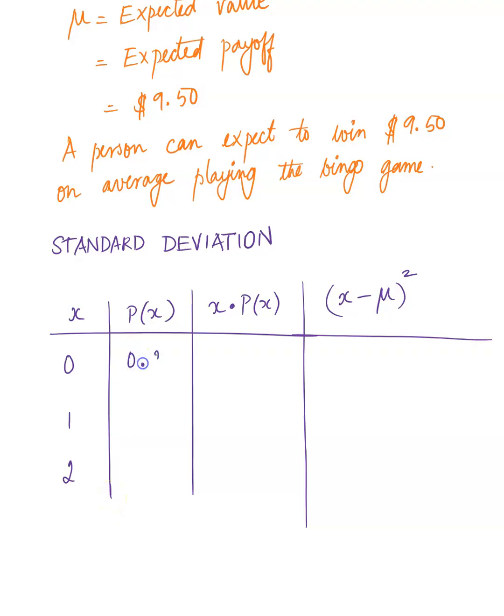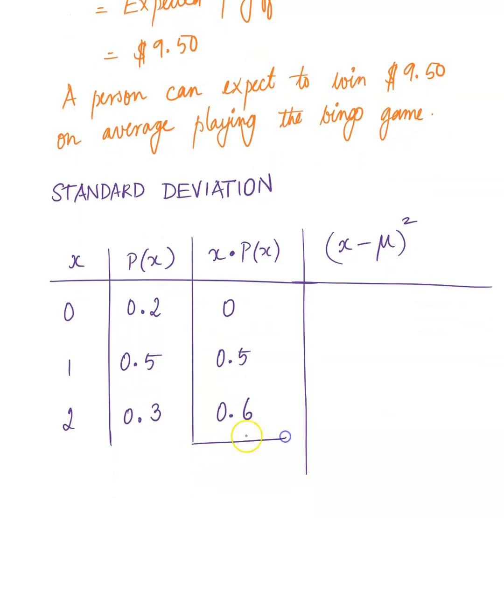That was 0.2, 0.5, and 0.3. And we found this product to be 0, 0.5, and 0.6, right? You multiplied the x and the P of x column. Now, when we did add this summation, xP of x gave us 1.1. In other words, your mu was 1.1, right? So you need the mu.